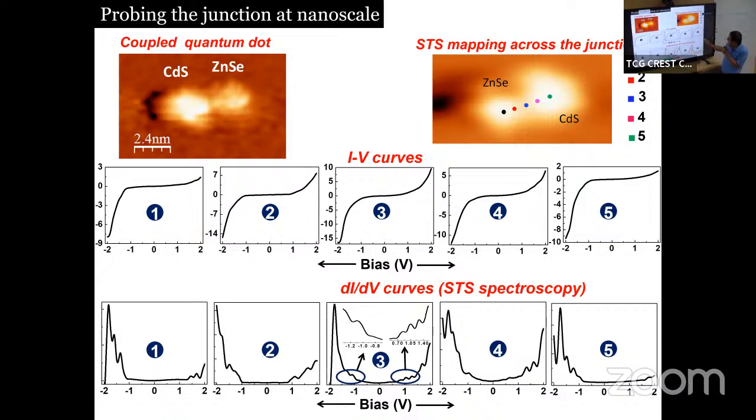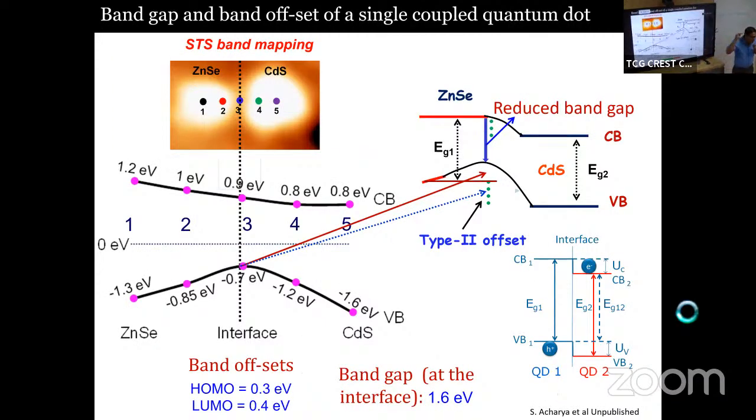From this dI/dV spectroscopy, we found the position of the conduction band and valence band. So each point gives the position of the conduction band and the valence band. And we can eventually calculate the band offset, which is the difference between the top of this conduction band and the bottom of the conduction band of the other semiconductor, as well as the valence band. So we found the band offset is 0.3 electron volt for the HOMO level and 0.4 electron volt for the LUMO. This gives you immediately the idea that this is a type 2 interface.